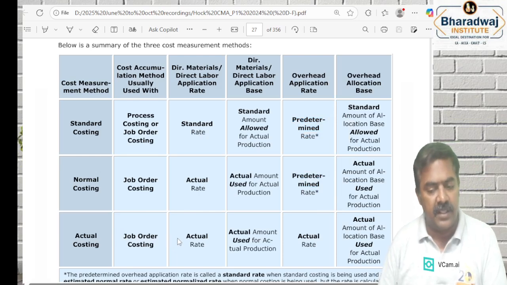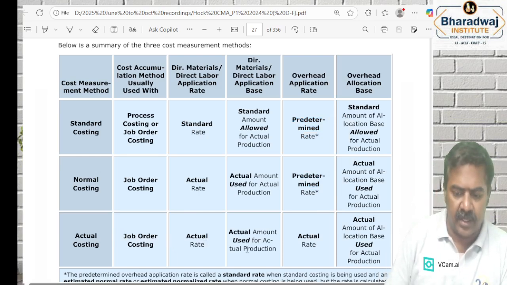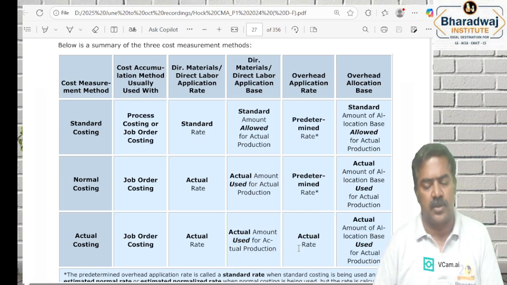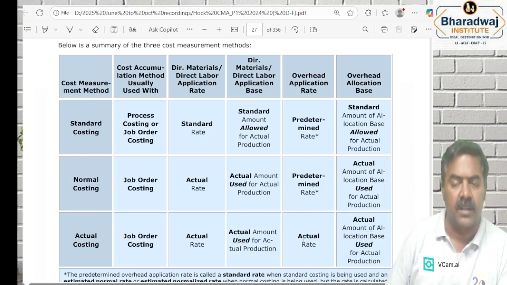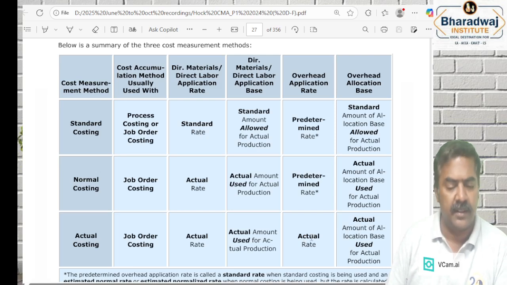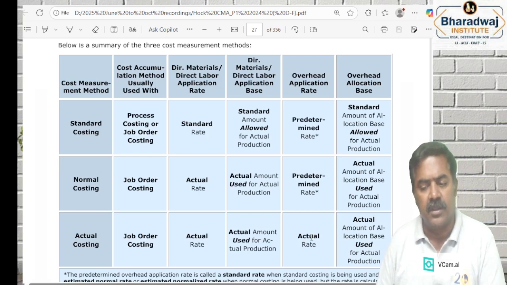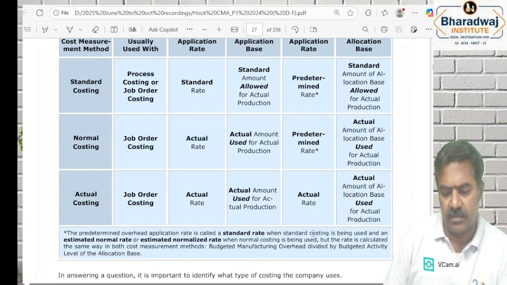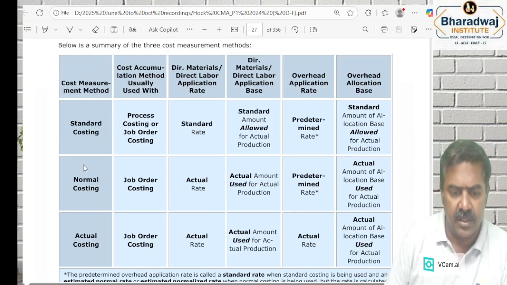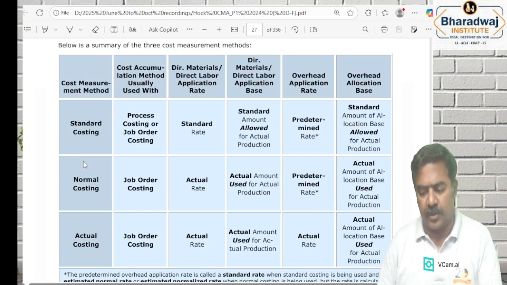Actual costing, everything is actual. Actual rate, actual quantity used for actual production, actual rate, then actual allocation base used for actual production. We consider everything actual. So this is about which one? The costing method of measuring the cost: standard costing, normal costing, actual costing.